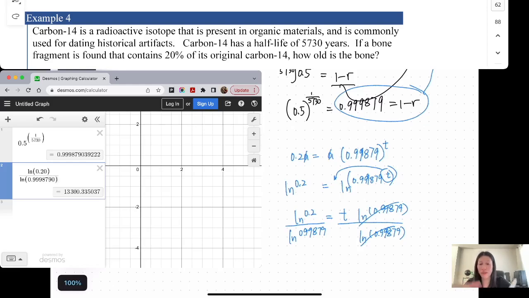I can keep as many digits as possible because I still keep them in the answer from the previous step. So that's why I'm using decimals, because with decimals, you keep all of the previous calculations that you did. All right, so the answer is t is equal to 13,300 years. So that means that bone is 13,300 years old. That's very interesting. I really love this application of a logarithm function.